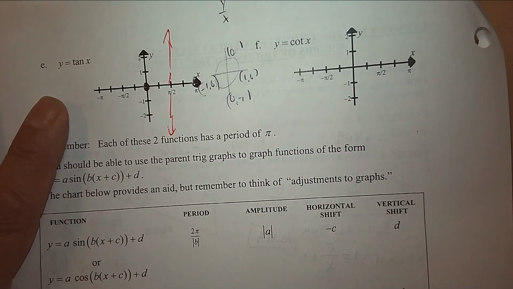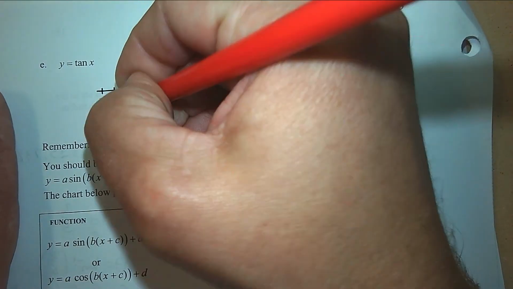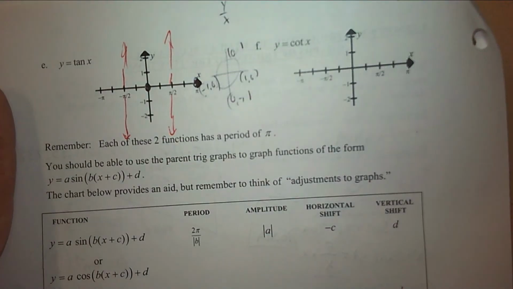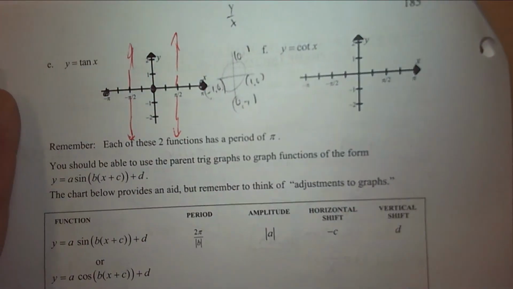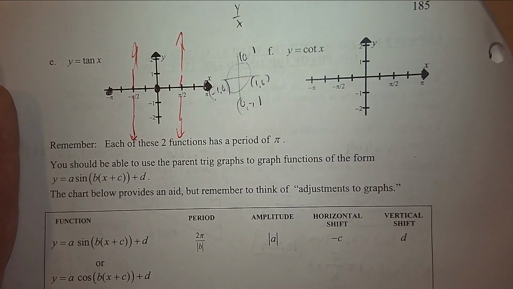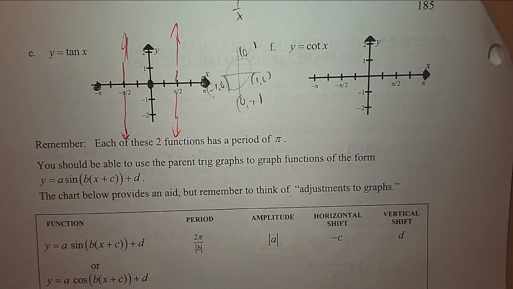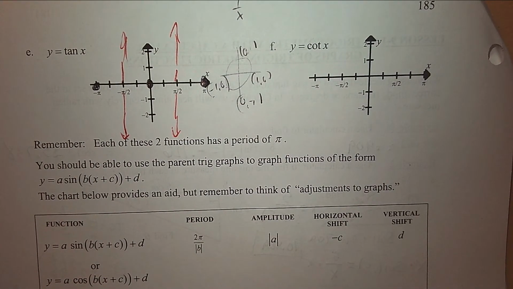Follow the pattern over here. At negative pi over 2, it's undefined. And then at negative pi again, it's 0. All right, we're going to graph these. Do you know what the picture looks like between the asymptotes? Not parabolic.